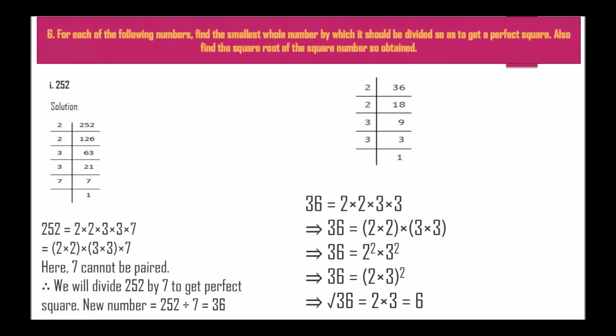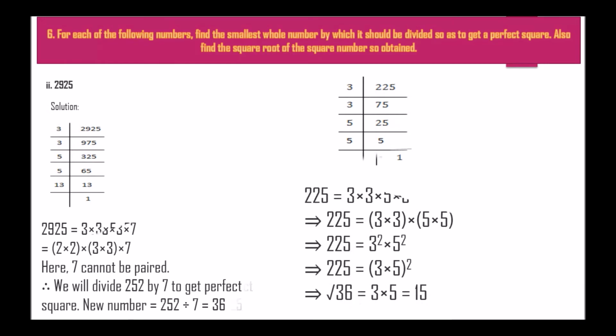Sixth question, for each of the following numbers, find the smallest whole number by which it should be divided so as to get a perfect square. Also, find the square root of the square number so obtained. So 252. If we do it with the prime factorization method, we can see that 7 cannot be paired. So we will divide 252 by 7. So we will get 36. If we do the prime factorization method to find the square root of 36, that is 6.